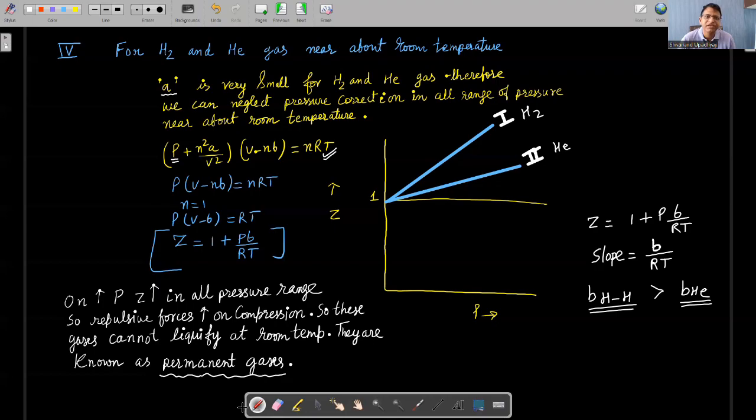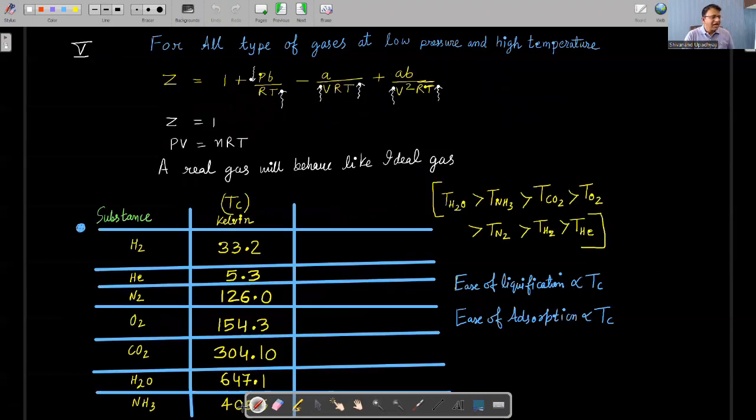We should not liquefy the gas in high pressure range, because in high pressure range repulsion will be there. So low temperature and low pressure is useful to liquefy a gas. We should compress the gas in low pressure range and at low temperature. So the last point, for all type of gases at low pressure and high temperature.